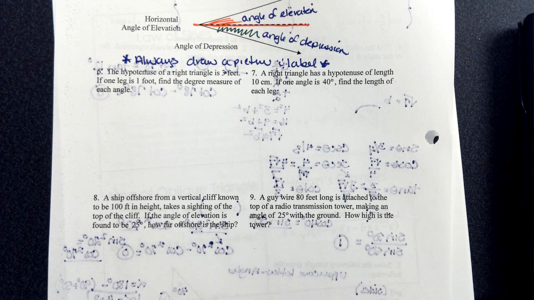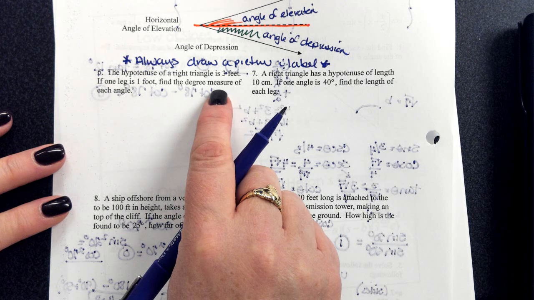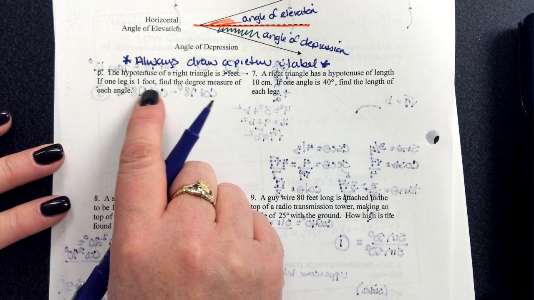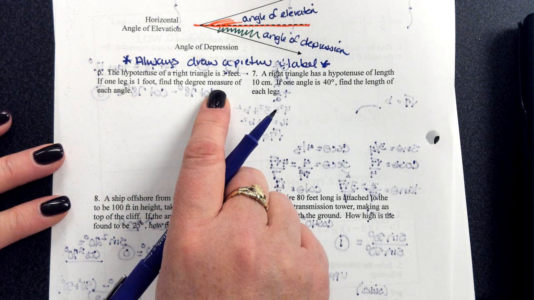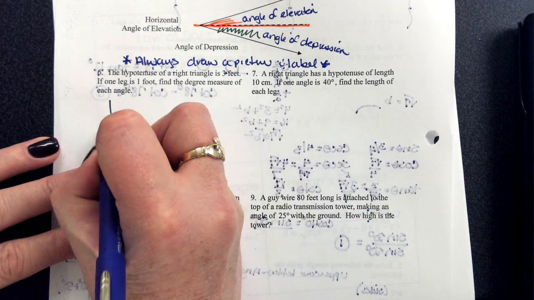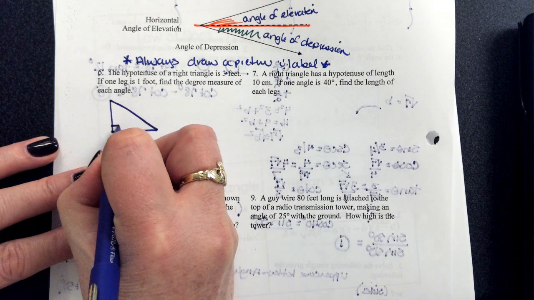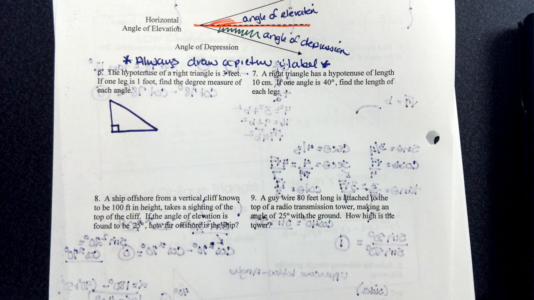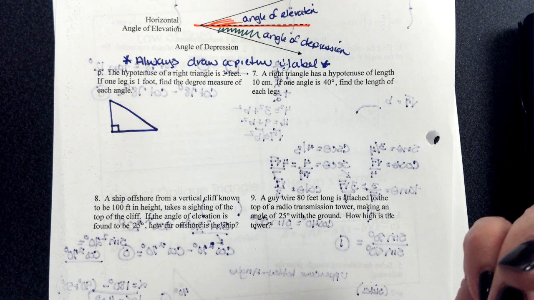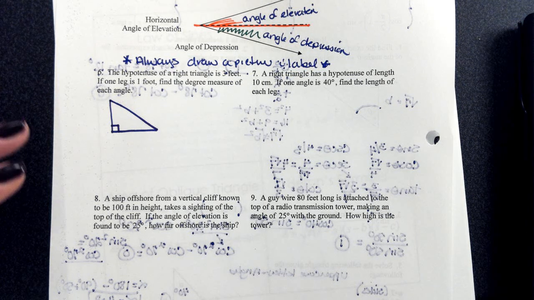So for example, the hypotenuse of a right triangle is 3 feet. If one leg is 1 foot, find the degree measure of each angle. So again, I'm going to draw my picture. Again, it's a right triangle. So I'll label my one side on my right triangle. Just to refresh my memory, the hypotenuse is always across from which angle? It's always across from the what? The right 90-degree angle, or the right angle, exactly.